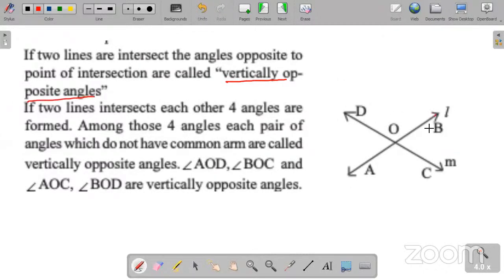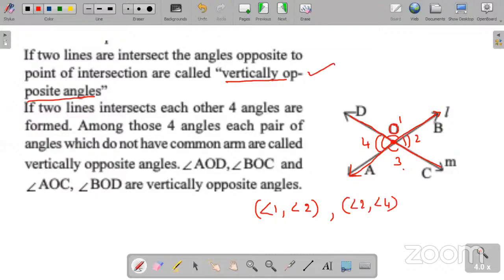If two lines, this is line L, this is line M, intersect at one point, say O, they are intersecting lines. By means of this, four angles will be formed: 1, 2, 3, 4. 1 is opposite to 3, 2 is opposite to 4. So angle 1 and angle 3, and angle 2 and angle 4 are said to be vertically opposite angles. Vertically opposite angles are equal.